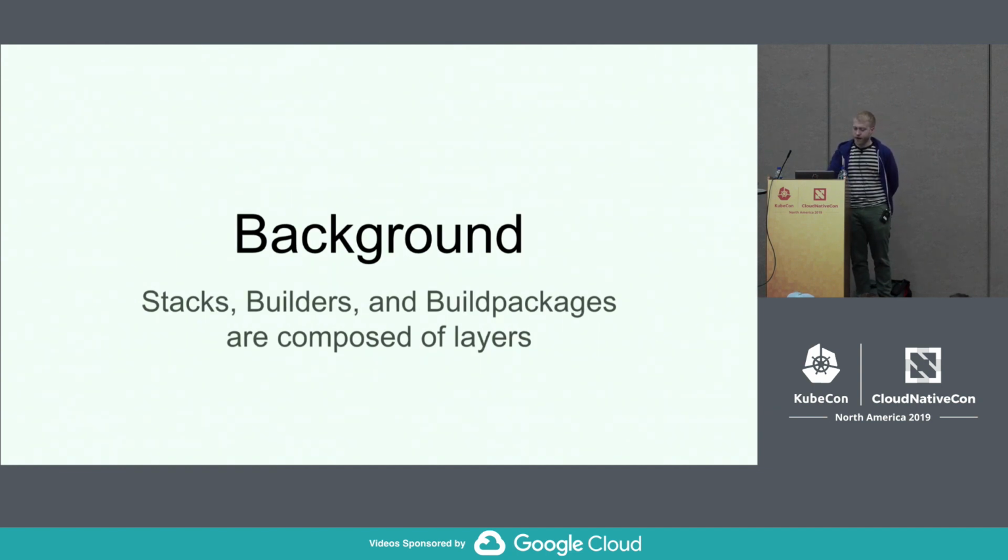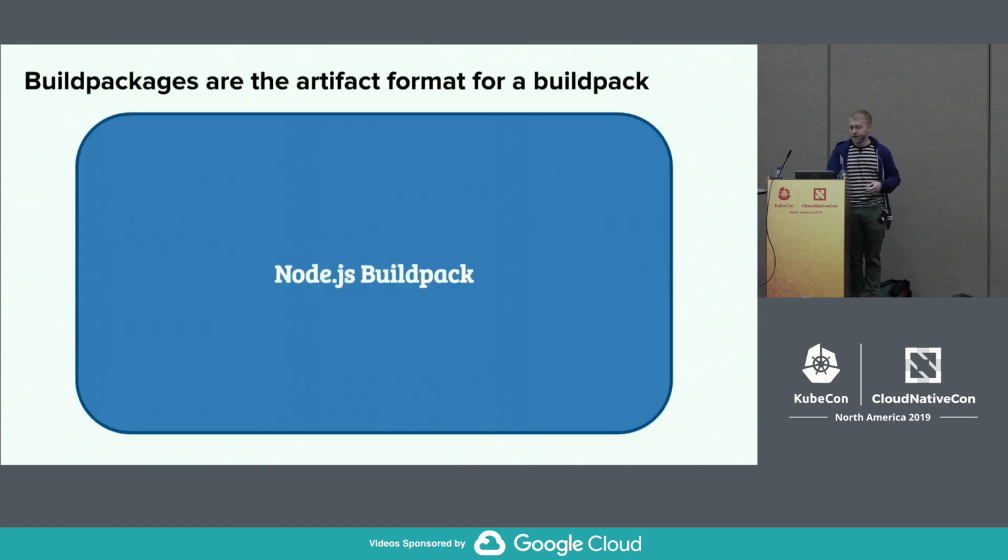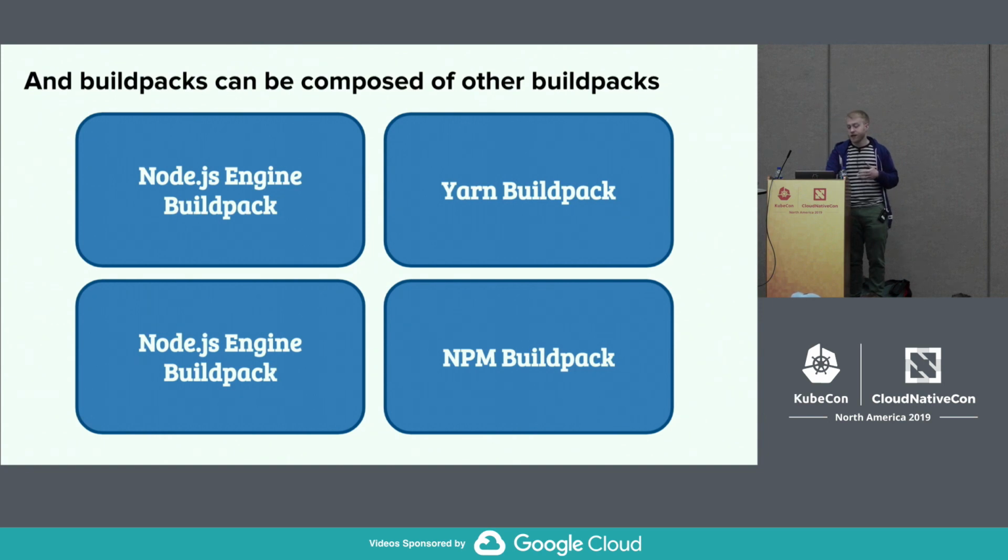And so just for some background, Joe covered some of this. Stacks, builders, and build packages are composed of layers. So a stack is a build image, a base image where the build happens, and a run image, which is the runtime base image for the application. If you take the build image and you put a lifecycle and some build packs on it, you get a builder, right? And a build package is just the artifact format for a build pack. So if you're talking about the Cloud Foundry Node.js build pack, it's actually a series of 3 build packs in a particular build configuration. It's not implemented as a build pack itself. It just points to those other ones.